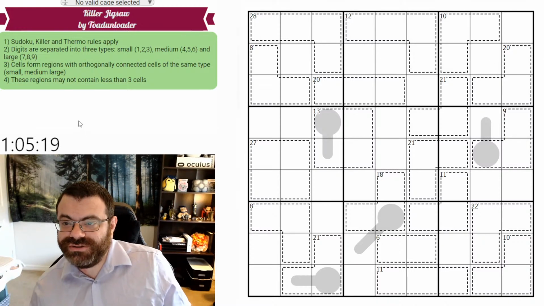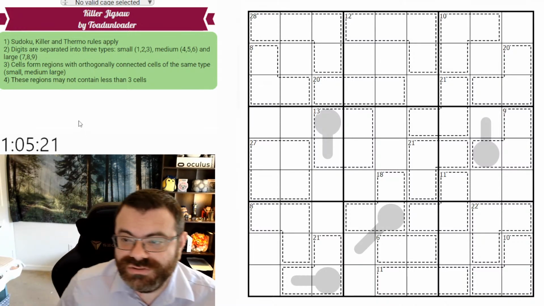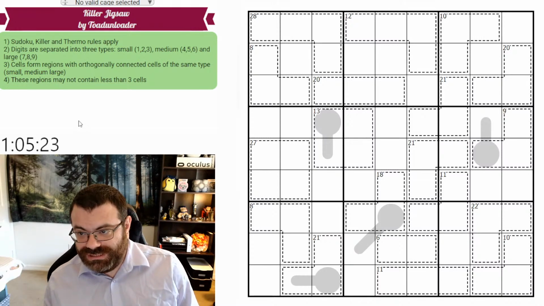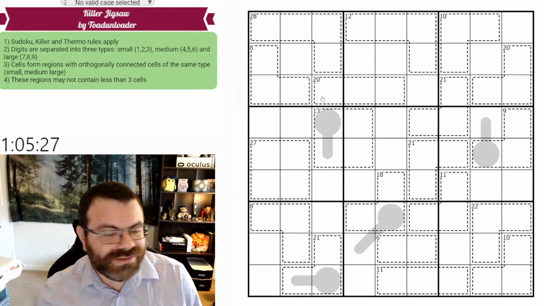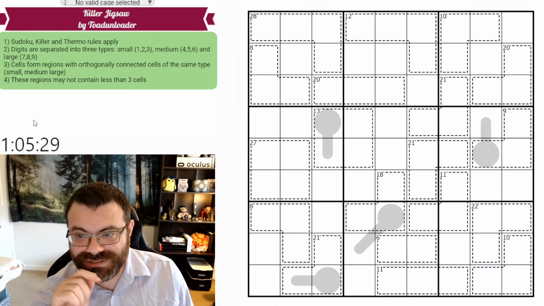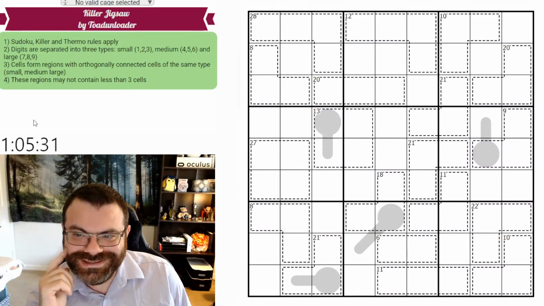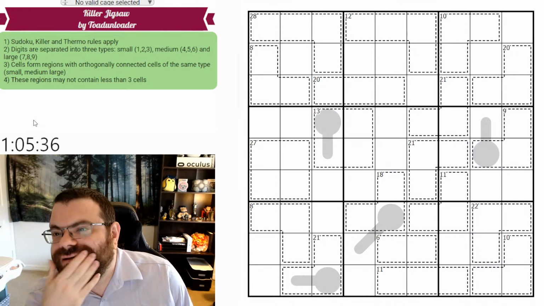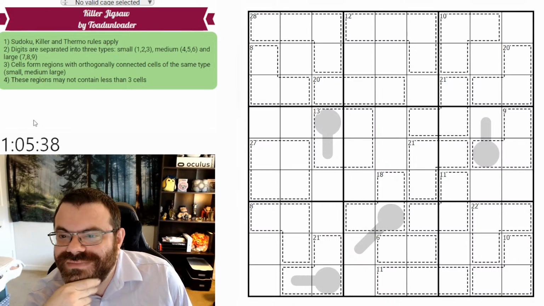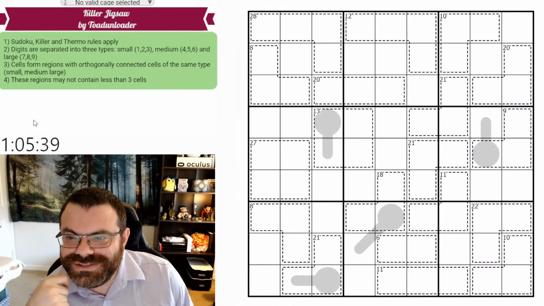So this is called Killer Jigsaw. It's by Toadunloader, who I think also is new. They say they don't really use Discord, so hopefully they will find that I did their puzzle in some way. And they say they're relatively new to settings, so I love new people coming in and making puzzles. That's always great.